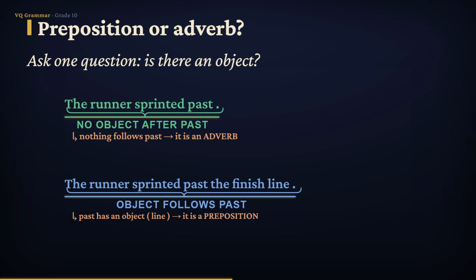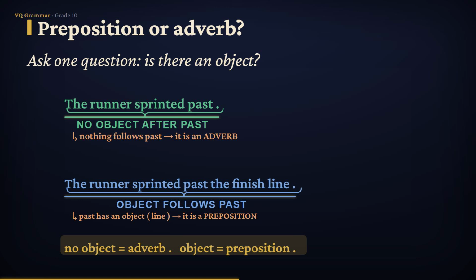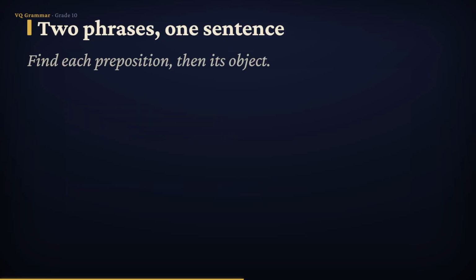Because it has an object, past is a preposition here. So the whole test is a single question. Does the word have an object? No object, and it's an adverb. An object, and it's a preposition. A single sentence can easily hold more than one prepositional phrase, so let's practice pulling them apart.